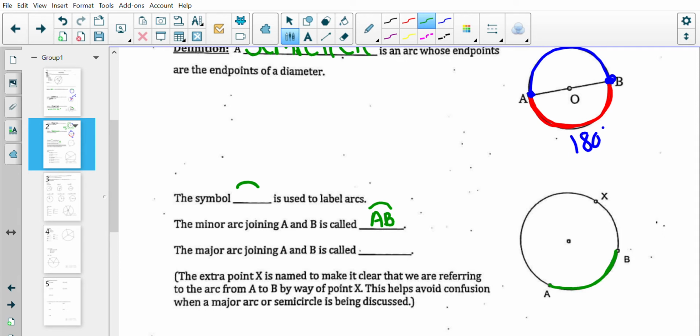So now you might think, well, how are we going to distinguish between the minor arc AB, the short route to AB, and then the long route to AB? Well, when we're talking about the major arc or the long route from A to B, we're going to add in a third point. So it would be AXB.